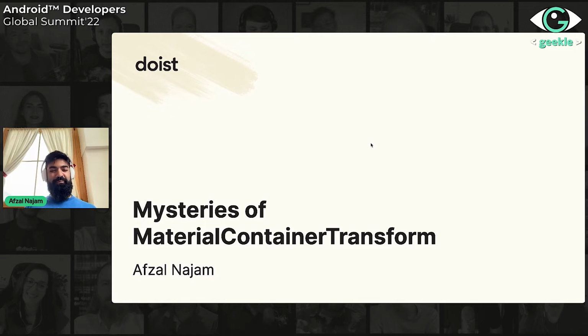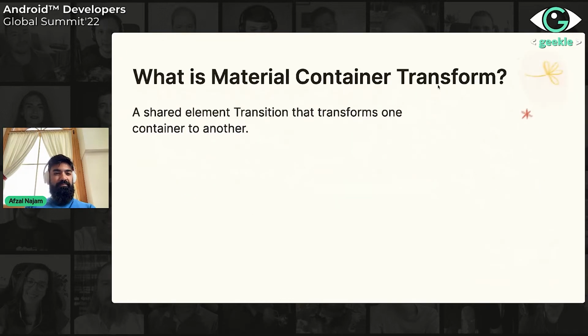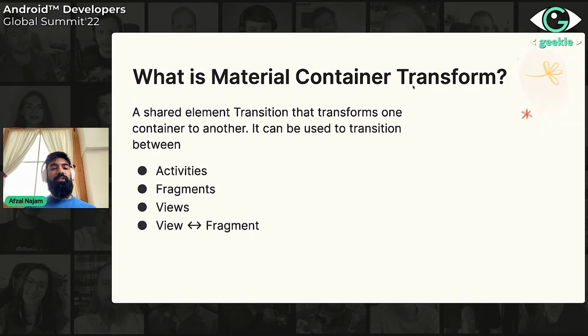So I'm presenting Mysteries of Material Container Transform. Well, we'll get to that. But thank you for the introduction as well. So, what is Material Container Transform? It's a shared element transition that takes the start view and an end view, and it morphs the start view into the end view. There are certain limitations to it, but it allows you to transition between activities, between fragments, between two views, and between a view and a fragment.